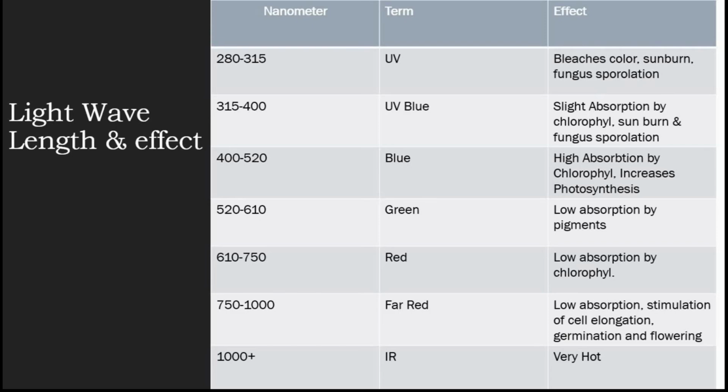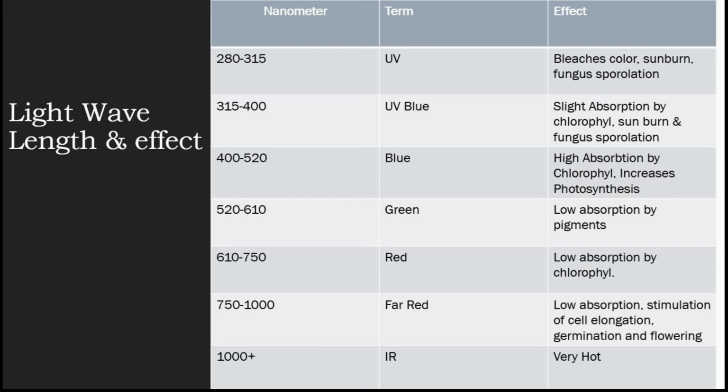This slide is all about light wavelength and its effect on plants. Now, as you can see here, any spectrum of light that is between 280 to 315 is termed as UV, that is ultraviolet. It bleaches color, gives sunburn, and it's also the main cause of fungus sporulation that produces fungus on the leaves or on the roots of the plants. This spectrum of light between 280 to 315 is not at all good for plants.